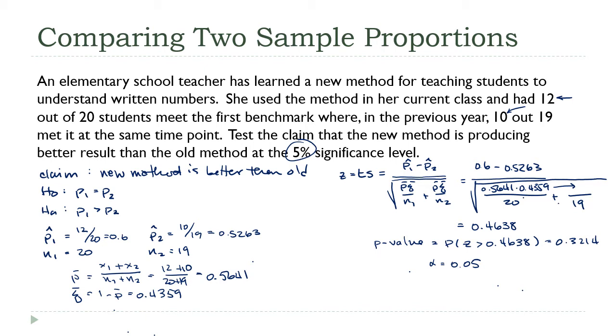Remember, I like to try to just take this into plain English for just a minute. In English, that means we like the null hypothesis, right? Which says that the results were the same, which is the opposite of the claim, i.e. we don't like the claim. So my conclusion would be that there is insufficient evidence to support the claim that the new method is producing better results.